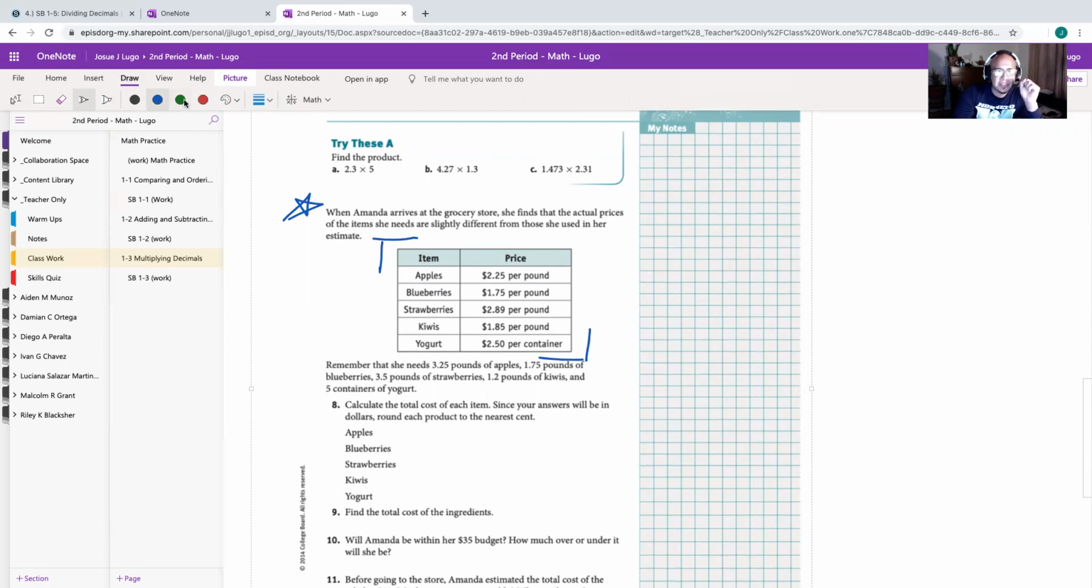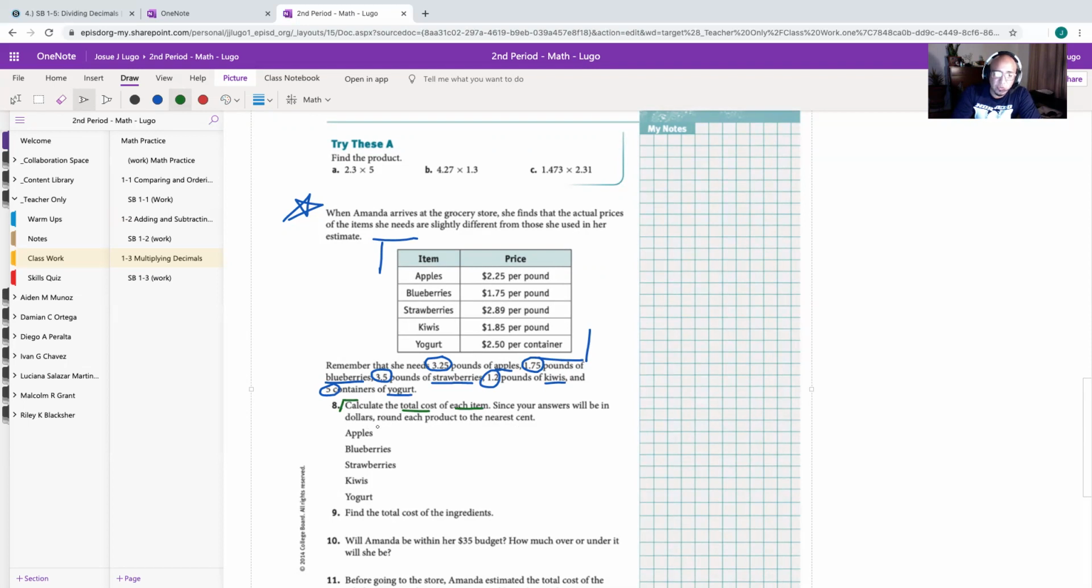Okay, this information down here is important. She needs 2 and 25 hundredths pounds of apples, so that's for the apples, 1 and 75 hundredths pounds for the blueberries, 3.5 for the strawberries, and 1.2 for the kiwis, as well as 5 containers of the yogurt. That is very important information, okay? So now we're gonna do number 8. It reads, calculate the total cost for each item.